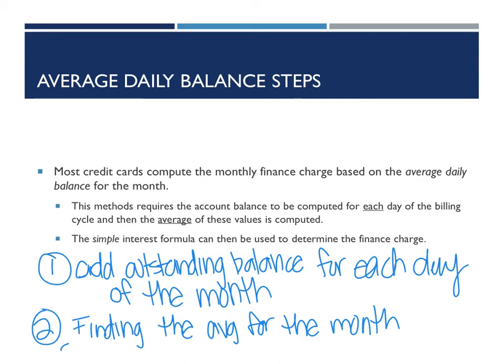And then your last step, step 3, is to find the interest. So find I. And remember that's I equals PRT. The key here when you're working with this interest method: P is going to be the average daily balance, R is going to be your annual interest rate, and T is now the number of days in the month divided by 365.